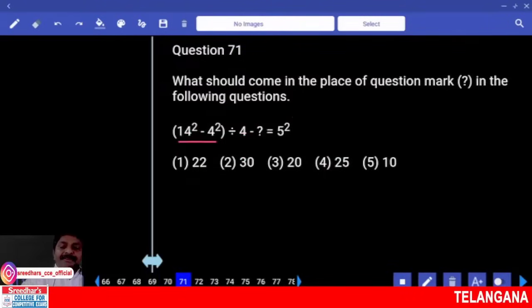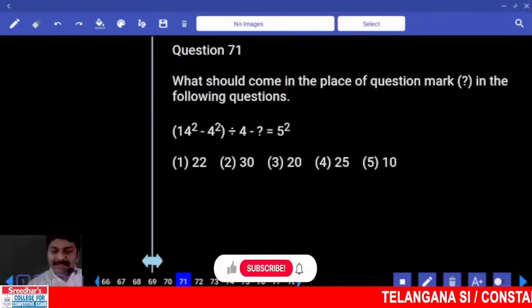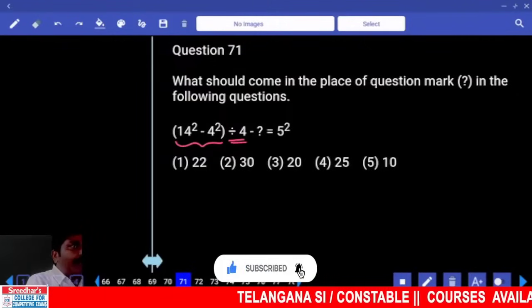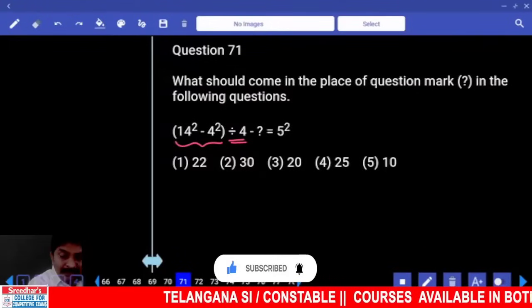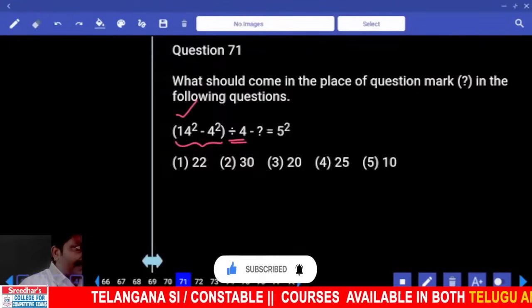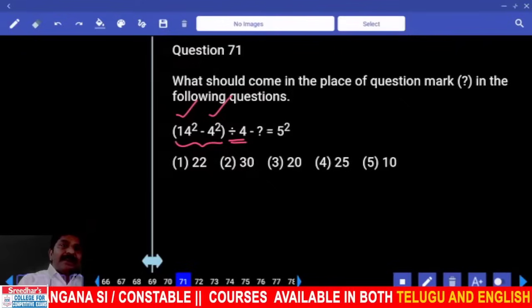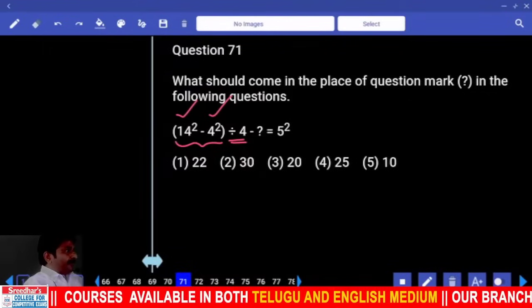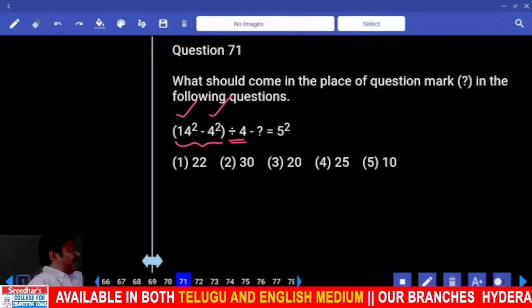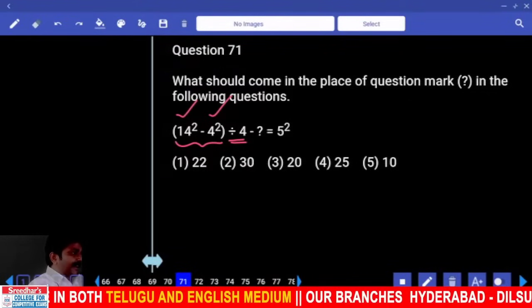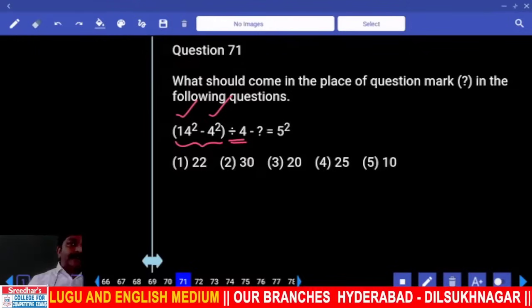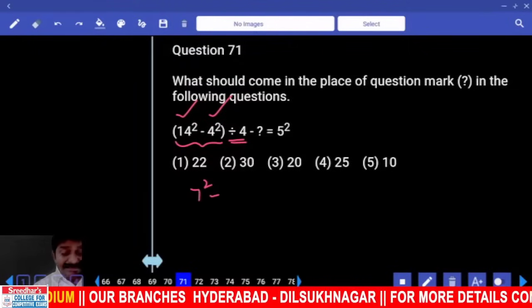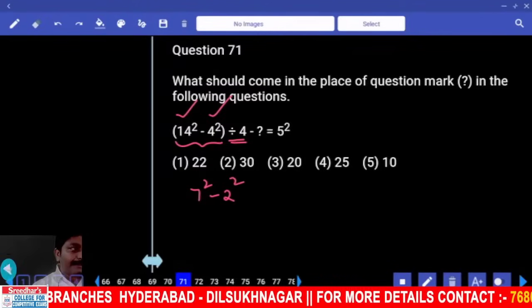It is in the form of a square minus b square. Otherwise, divided by 4 is for entire number, right? 4 can be written as 2 square. So from 14 square you can take 2 square. From 4 square also you can take 2 square. Correct? If we take 2 square common from both the numbers, denominator is also 2 square. Both gets cancelled, right? Can you tell me leftover numbers? 7 square minus 2 square, correct?